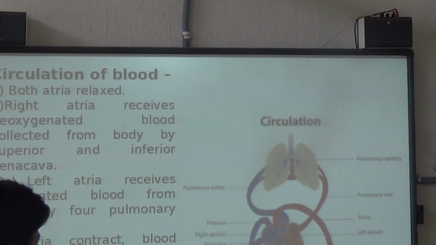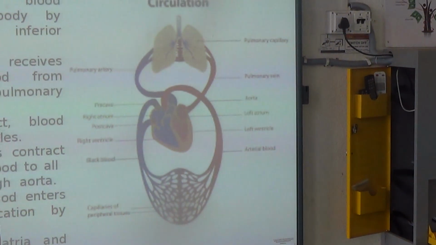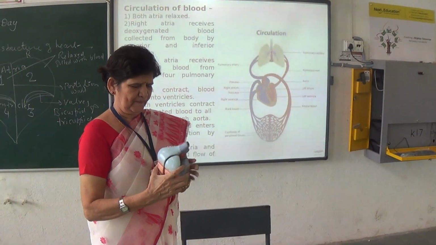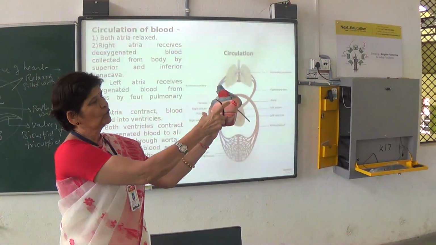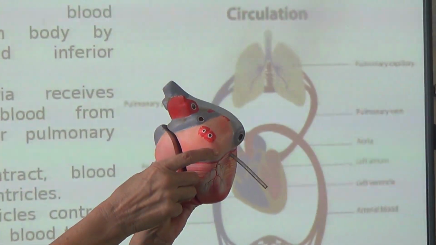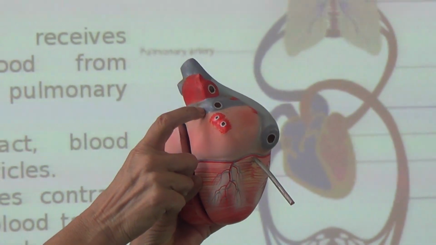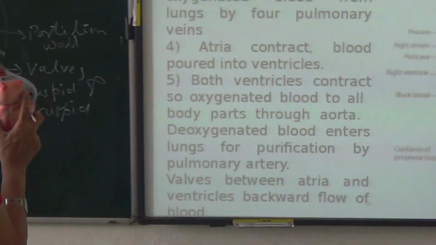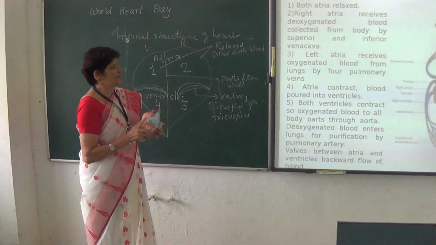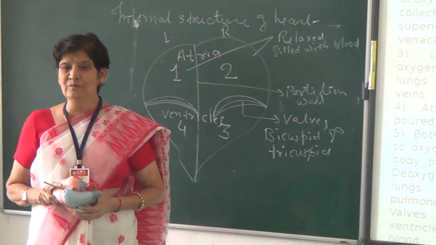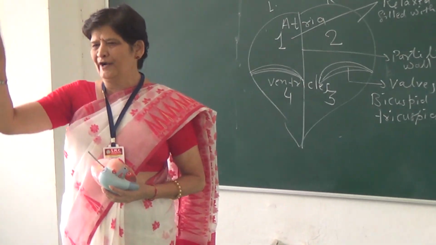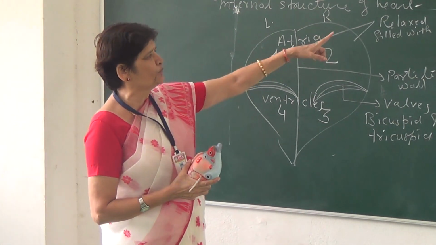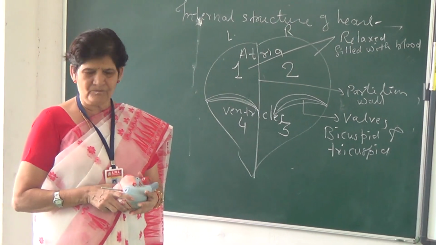Here you can see in this, 2 veins are shown or 2 arteries are shown. One is superior vena cava, another one is inferior vena cava. So these bring the blood which is deoxygenated blood, that is impure blood. Impure blood from the body parts is collected. It is brought back into the heart by superior and inferior vena cava.